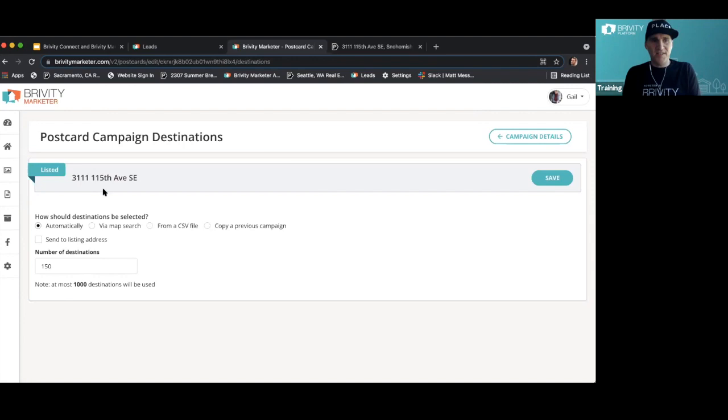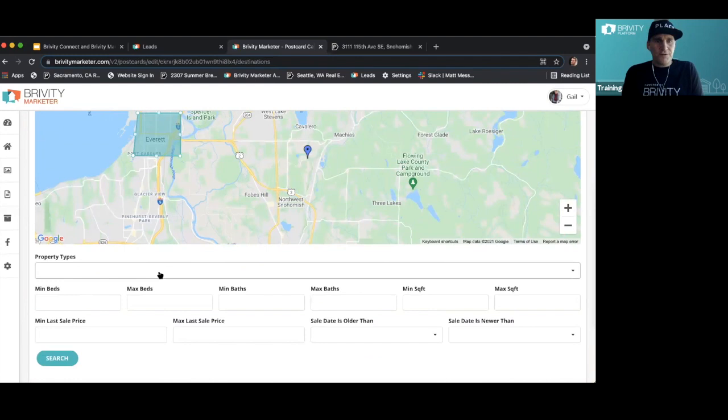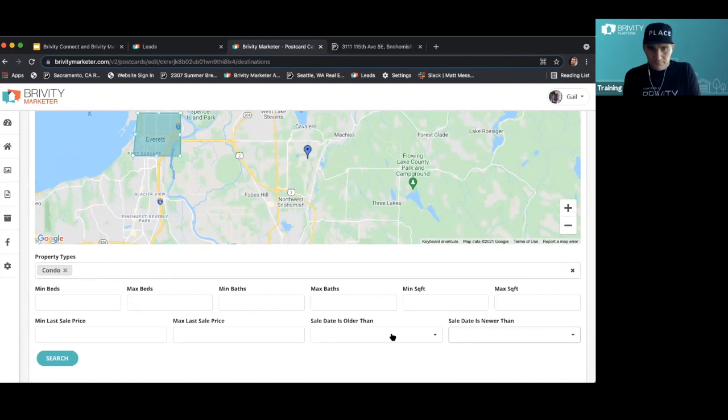That's one way. The other way is you can come in here and say, here's my listing, and I know that the people that buy houses out here live in Everett. So I'm going to say, I want to send my postcard to this area of Everett, but I only want to do it to condos, because I've got a single family out here. So I'm going to target all the people that live in downtown Everett in condos, and I want to target all the people that bought their condo longer than 7 years ago.